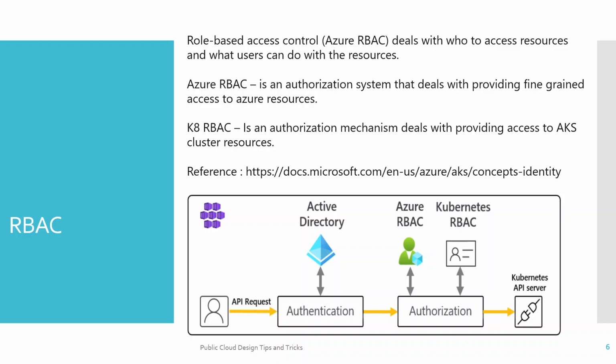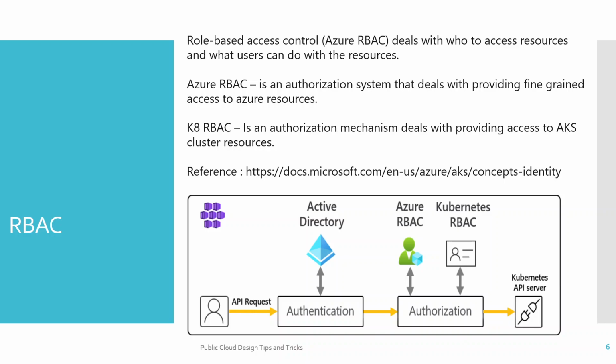To simplify this, I took a diagram from Microsoft itself. I have given the reference as well. If you see the flow, when a user starts making an API request, first is the authentication step, which we already discussed, with all the necessary secrets. Once it gets authenticated, then Azure RBAC and Kubernetes RBAC come into play. That is the authorization step, and we'll discuss in the subsequent slide how the role and role binding happen.